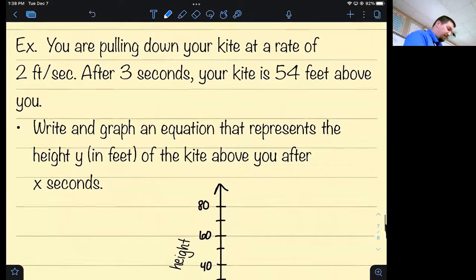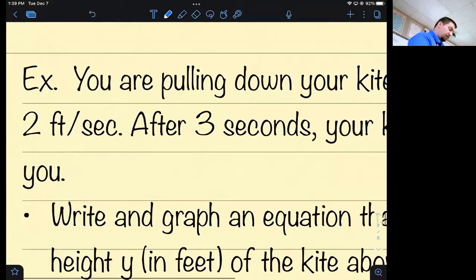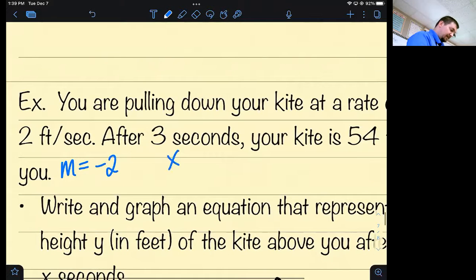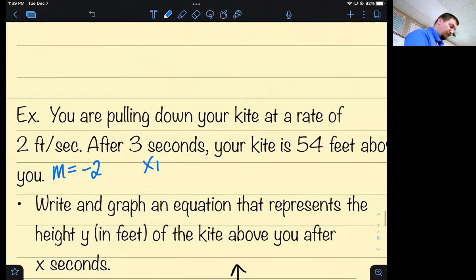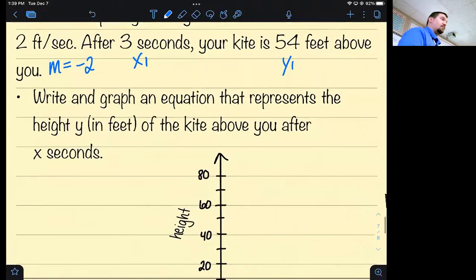We got time. Let's do it. You're pulling down your kite at a rate of 2 feet per second. What's your slope? You're pulling down your kite. -2. At 3 seconds, your kite is 54 feet up in the air. Okay, so there's our point. I need this point-slope equation. Who wants to do it?